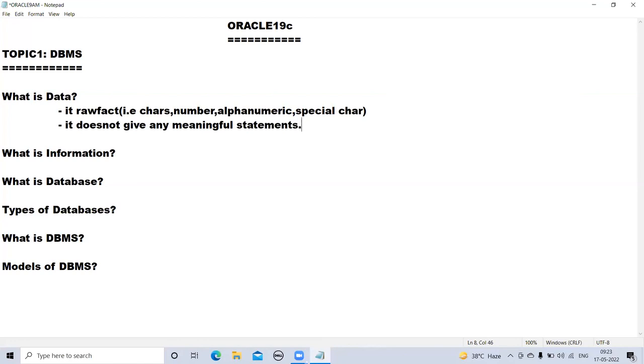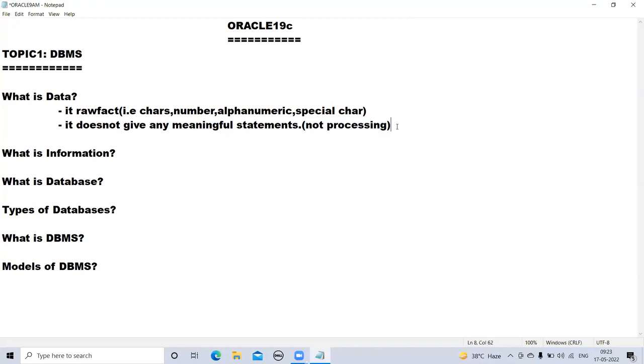Okay, now, why, sir? Why doesn't it give any meaningful statements? Because here it is not processed. When the data is not processed, it doesn't give any meaningful statements to the users. So we can say it's just a raw fact, but it doesn't give anything meaningful because it is not processed here.